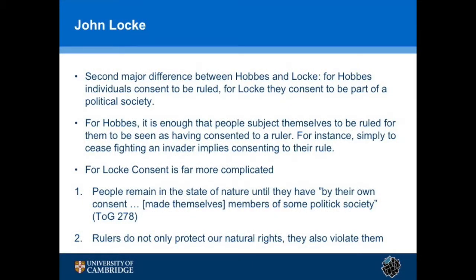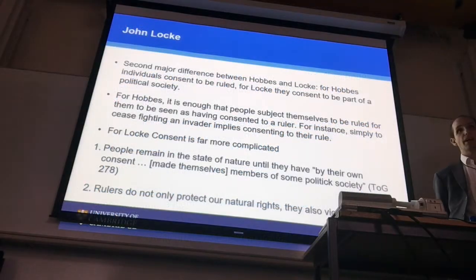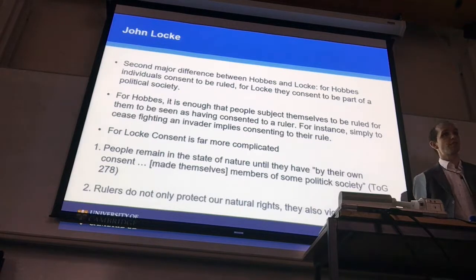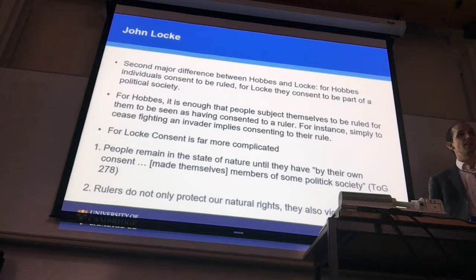The second way in which Locke differs from Hobbes follows pretty much directly from this. For Hobbes, what we consent to in the political contract is the ruler. We consent directly to the monarch or sovereign, and we consent to be ruled by them. For Locke, however, the ruler or sovereign is merely the agent of the political society. So we don't consent to them directly. What we consent to is being part of a political society with a government.